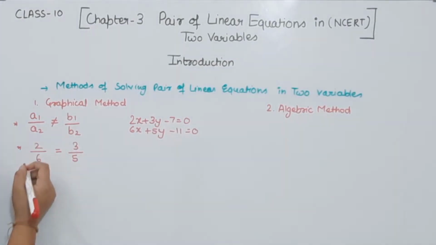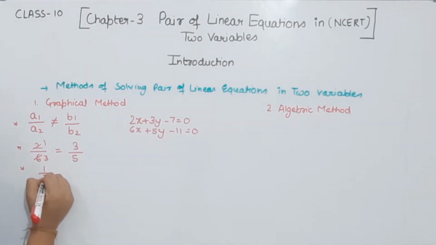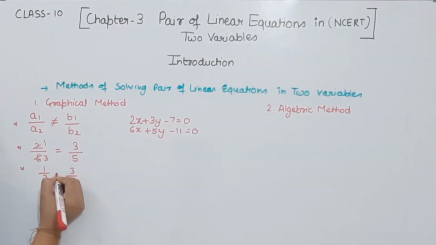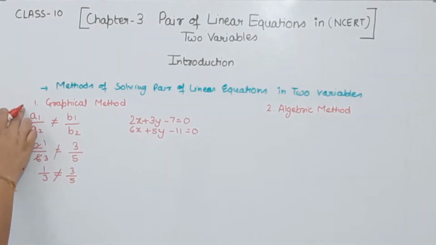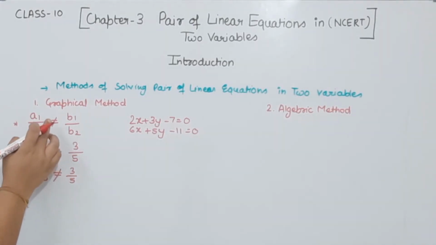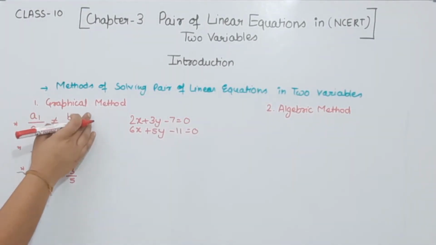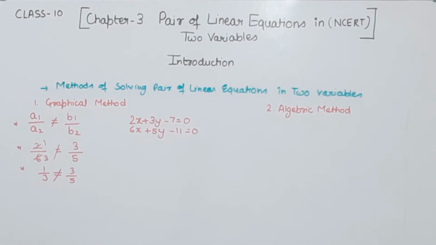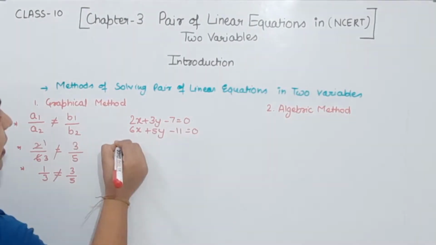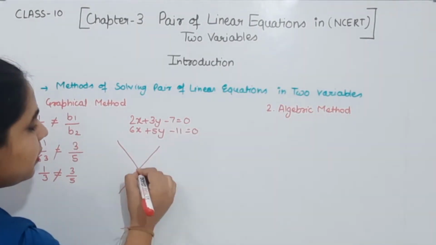I'm going to simplify this one. 2 ones are 2, 2 3s are 6. So here we have 1 by 3 and here we have 3 by 5, which are not equal. Now we have A1 by A2 is not equal to B1 by B2. So in this case, the lines will intersect each other like this.